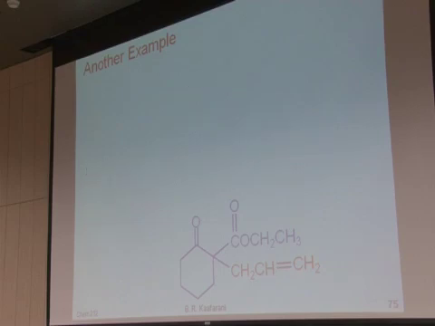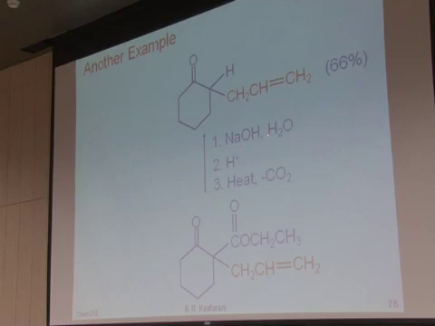Another example, well, actually, we're following up on this example. If you take this and you do the hydrolysis under basic conditions, so you're doing saponification, then you add H+, then heat, you get rid of the CO2 group, and now you have synthesized this ketone. Do you have any questions?